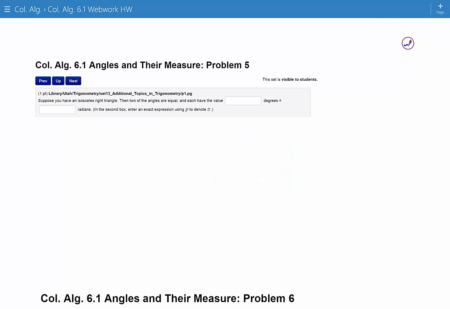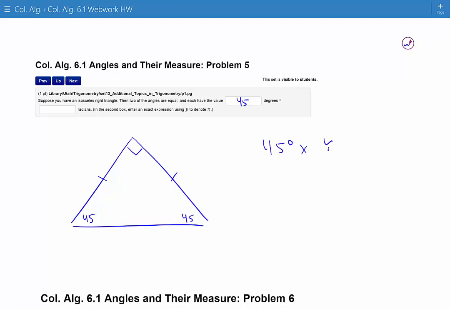Okay, the next problem says, suppose you have an isosceles right triangle. So the first thing you want to do is draw an isosceles right triangle, like this one here. Now, we know these angles then have to be 45 if this is 90 and these two angles are equal. So now we're looking at this angle, which is what they wanted, 45 degrees here. The ones that are equal at the bottom. Now, if we convert that to radians, we have 45 degrees, and we're going to multiply that by pi over 180. The degrees cancel. 45 goes into 180 4 times. That turns into pi over 4, which is a value on our unit circle. So we enter in pi over 4 using p to denote pi.